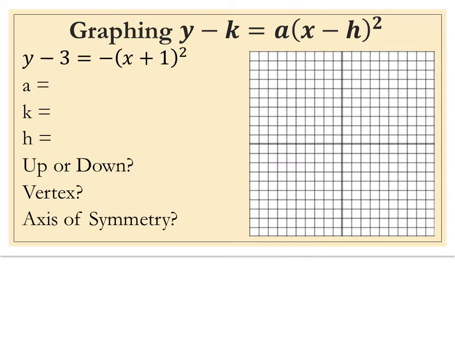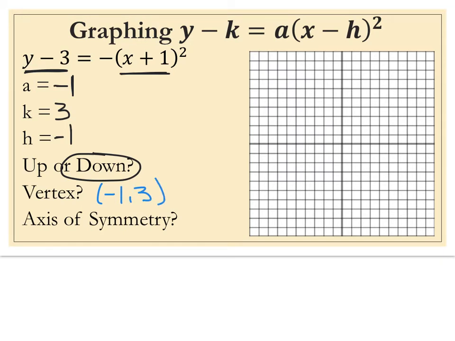Let's do one more just to make sure it makes sense. Again, A is the number in front of your parentheses, which this time is actually a negative 1, which means our parabola is going to be facing down. Our K is the number connected to Y, and so in this case it's negative 3, which means when I pull it out it's actually positive 3. And then here my H is a positive 1, which means when I pull it out it's a negative 1. So my vertex is negative 1, comma 3.